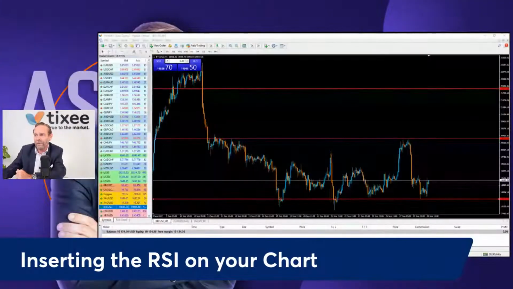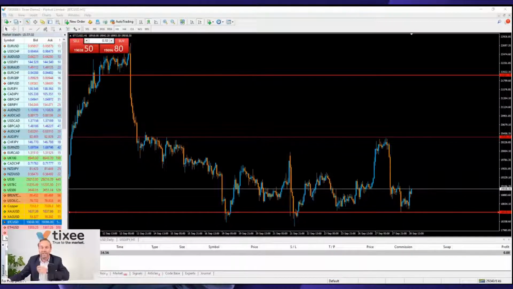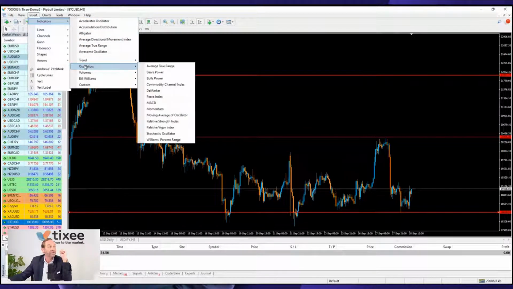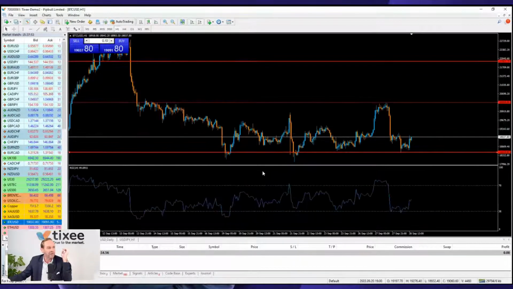So let's pull my chart up here. Let's change this a bit so we can make it look a little bit easier. We've got Bitcoin at the moment. So what you do is go to Insert, Indicators, Oscillators for momentum, because it's also an oscillator, which I'll probably do a video on at some point. Go down and choose Relative Strength Index and click OK. Boom. We now have it on our chart.